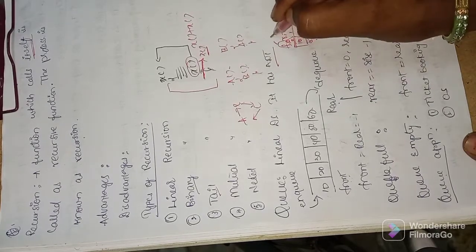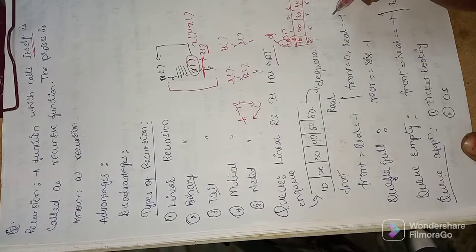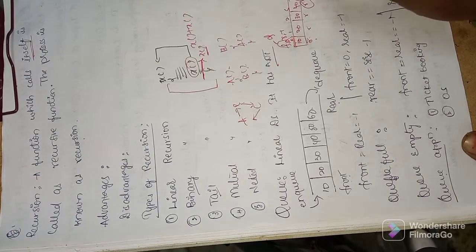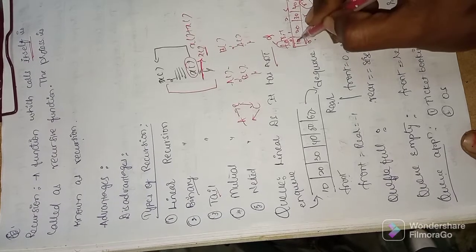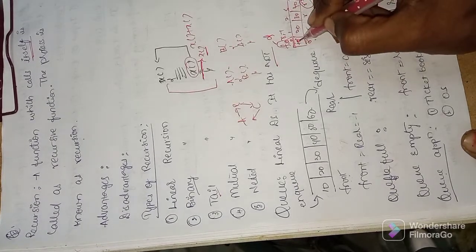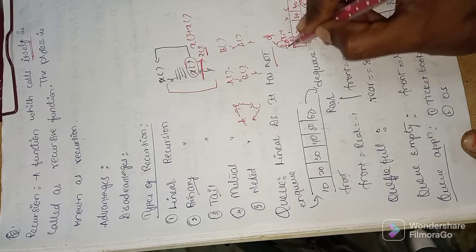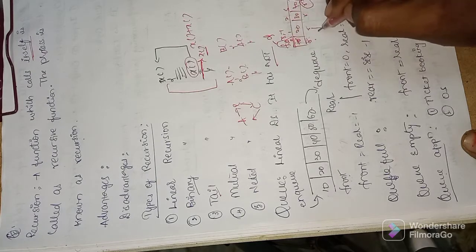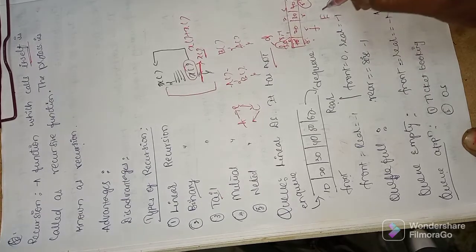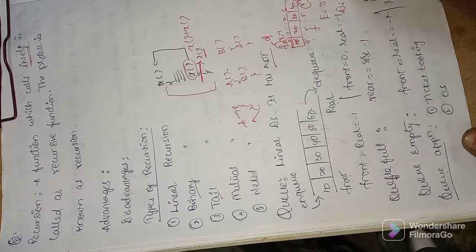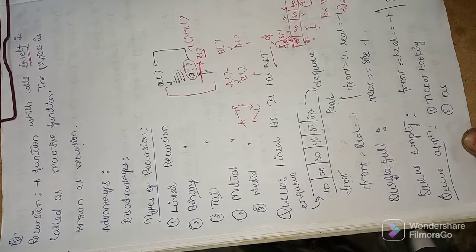That means you can perform deletions using the front variable. You can insert elements using the rear variable. Clear? If I delete this 10, I have to increment the value of F from 0 to 1 location. That means whenever you perform NQ, that means insertion, we increment the rear value. Whenever you perform DQ, we increment the front value.